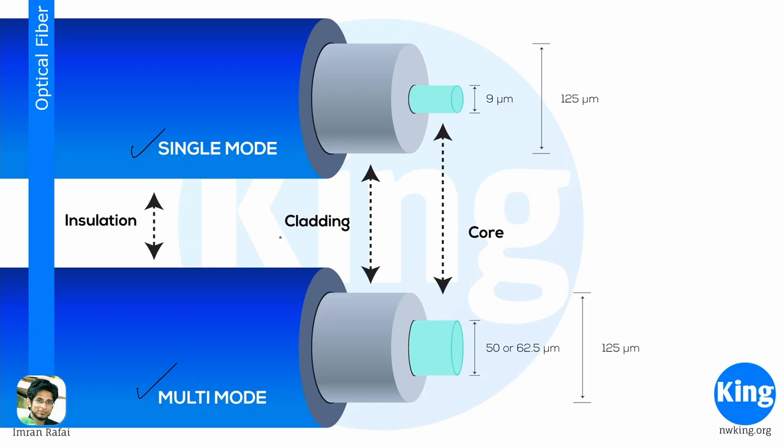So inside that insulation, you have some sort of cladding. And inside the cladding, you have the core. And this core is the most important thing because light passes through the core. The cladding is made out of a material that allows for total internal reflection, which is a primary property for fiber optics to work, right? If there is no total internal reflection, fiber optics will not work because light will get lost, right?